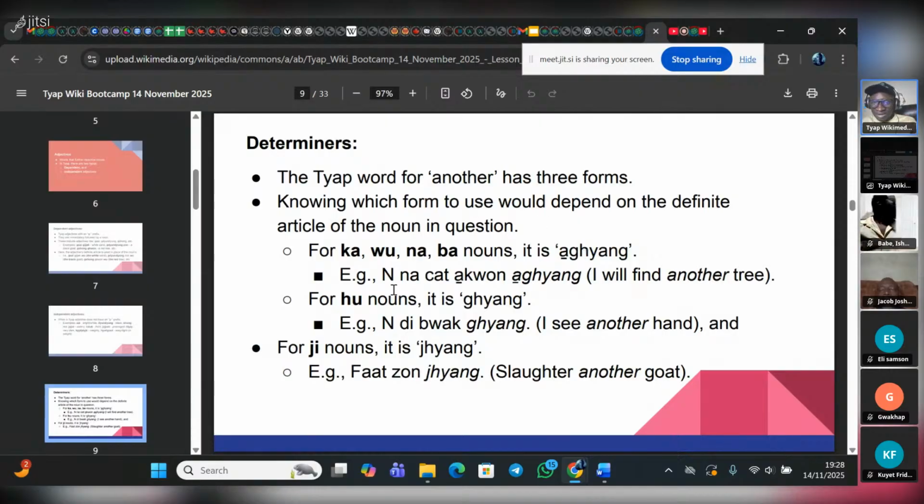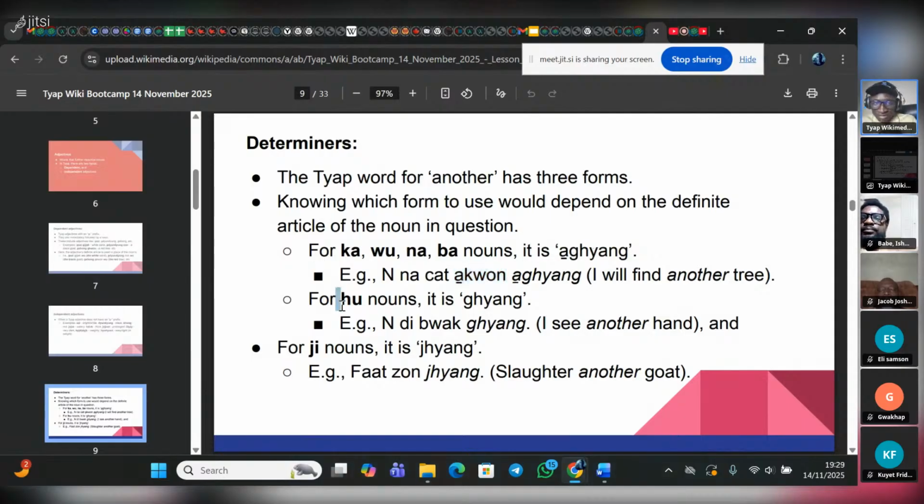And then we have an example. Nachat Okodayan. I will find another tree. And this sentence could also mean I will need another tree. It could also mean I will want another tree. So the word chat in Tyap has many meanings. So it depends on the context of usage. And then if that very noun, and before here, you can see the noun is upon. Upon is tree. Upon tree, that's upon car. And because it is upon car, that's why we are using a yang.